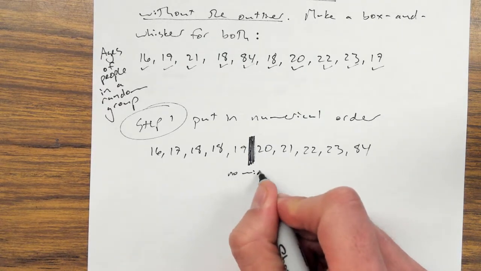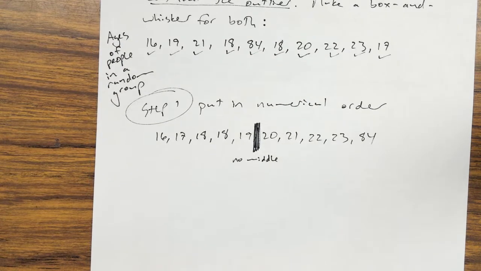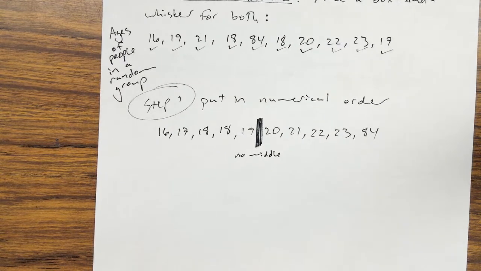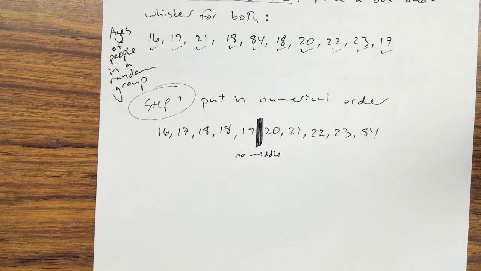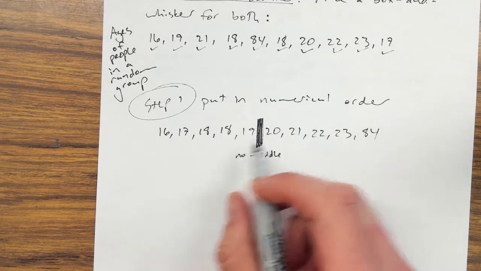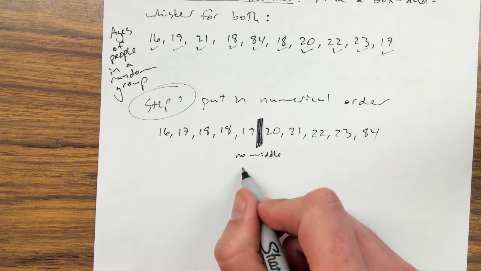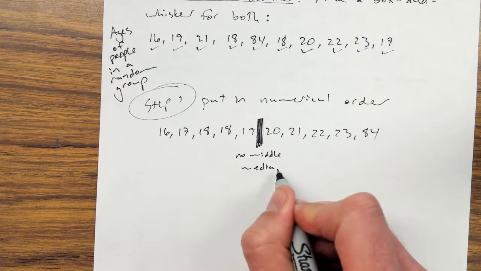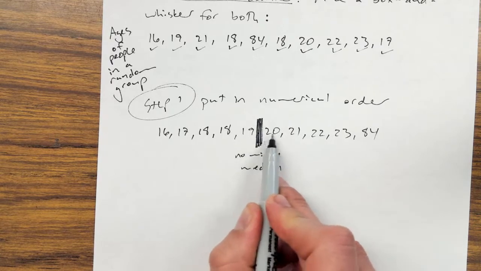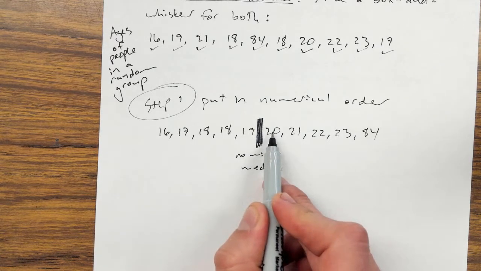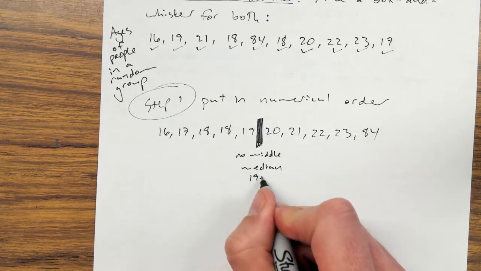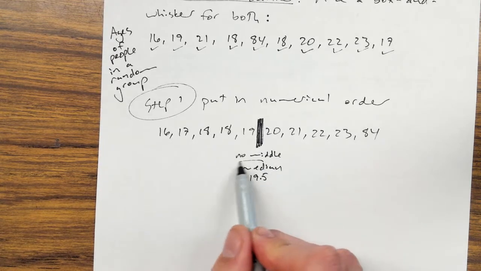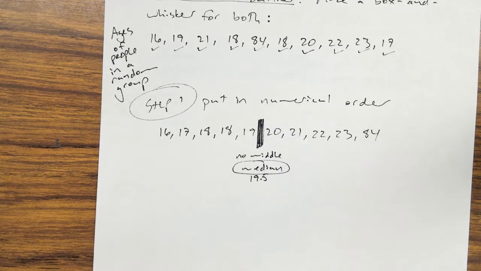So let's make a note. There is no official middle number, but there is still going to be a median. The median is the middle number, and so since there is no middle, we're going to go ahead and say that the median is going to be between 19 and 20. And so adding those together and dividing by 2, we'll get 19.5. So our median will be 19.5 since there is no middle number.